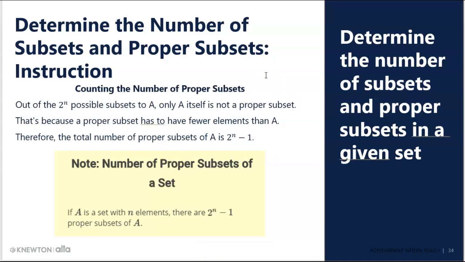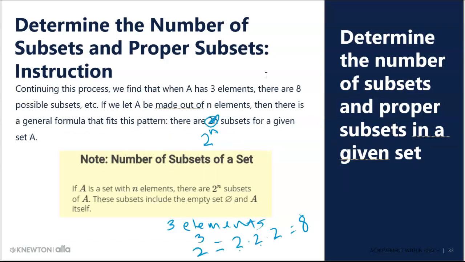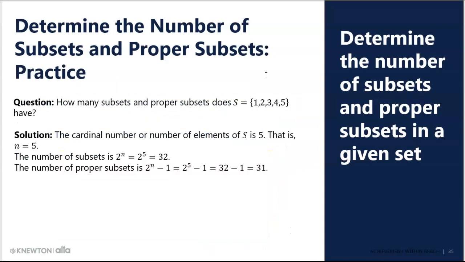And for proper subsets, you would just subtract 1. So with 3 elements, you have 8 subsets, and you have 7 proper subsets. So you would answer this question, wow, 1, 2, 3, 4, 5 elements. Now, if you had to write out all of these subsets, that would take a long time. So this formula is a shortcut. You do 2 to the nth, 2 to the fifth. If you multiply 2 by itself 5 times, you get 32.